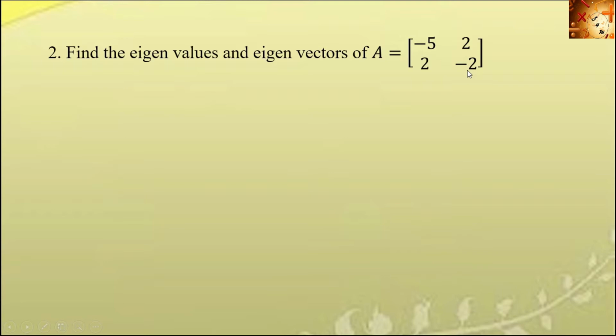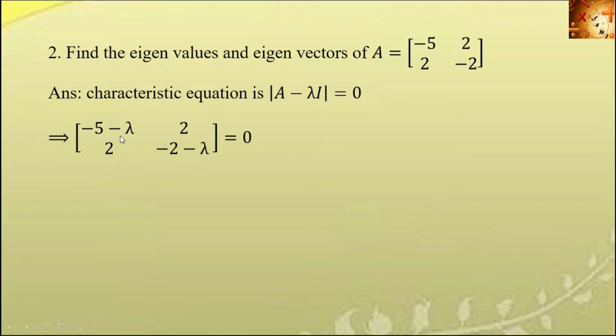This is a 2 by 2 matrix, so we have two eigenvalues. So first of all, write the characteristic equation, that is determinant of A minus lambda I equal to 0. A minus lambda I is [-5 minus lambda, 2; 2, -2 minus lambda], and the determinant of this matrix is equal to 0.